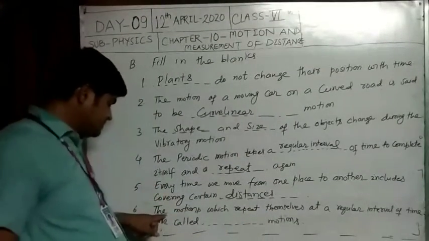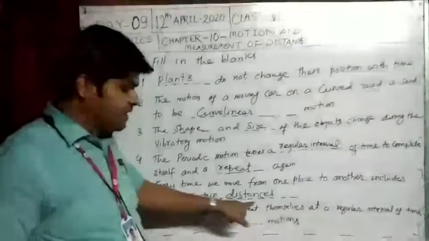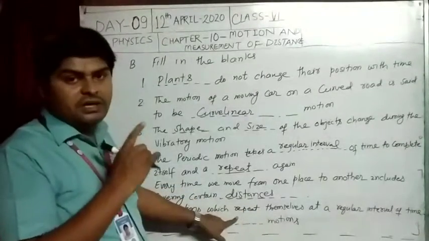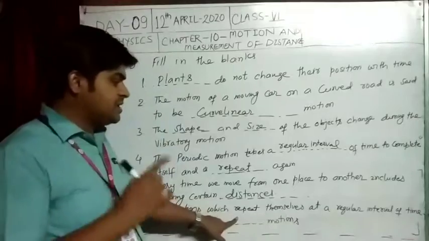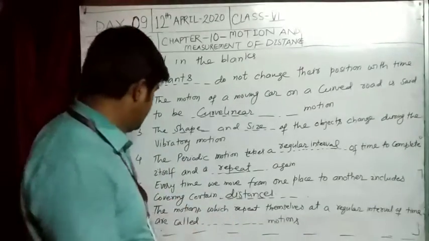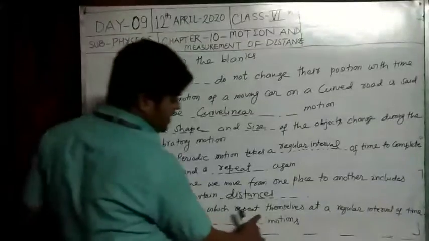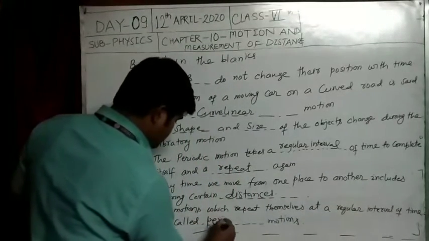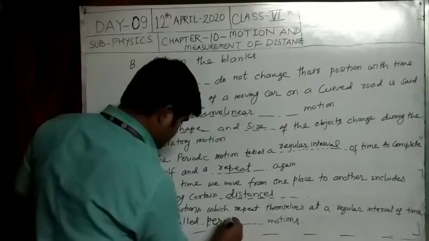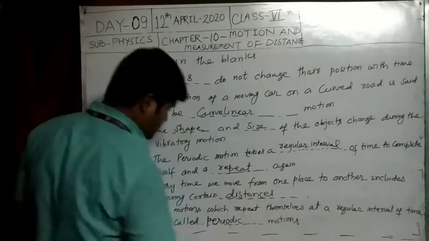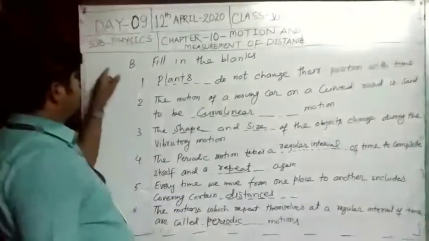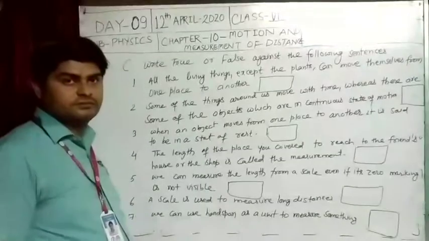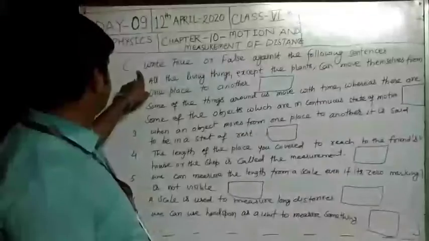Okay. The motions which repeat themselves are periodic motion. In periodic motion, the object repeats one time, two times, three times, and continuously repeats again. So the motion which repeats itself at a regular interval of time is called periodic motion. Now question number C.